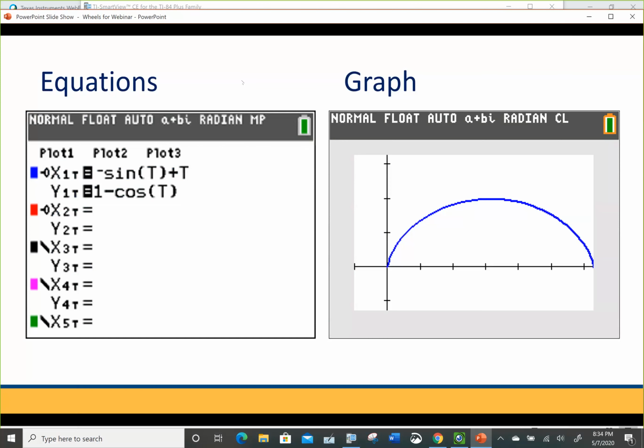Now keep in mind, if I had a wheel with a different radius, I would change the coefficient of the sine and cosine. I'd also have to change the t value to represent the different speed at which it was going to be rotating.